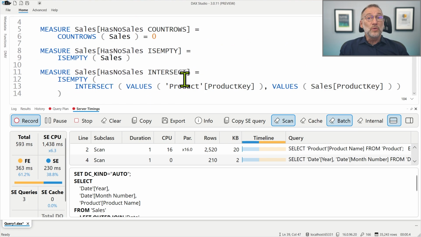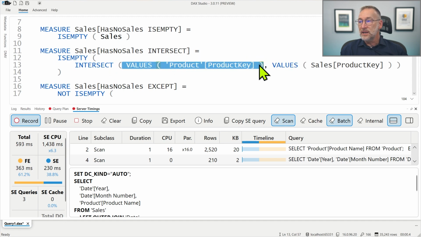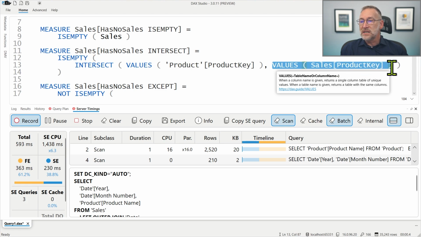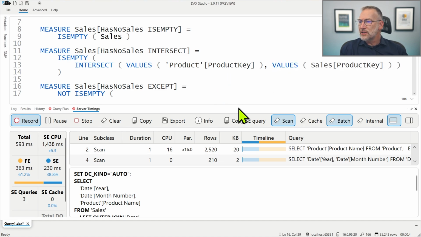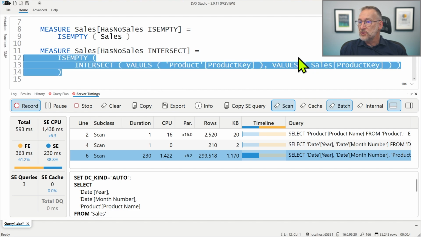The last three versions that we want to check, they are a bit more intricate in terms of algorithm, because we gather for has no sales intersect the values of product key. These values only need to scan the dimension, and product being a small dimension, I wouldn't expect this to take a lot of time. And values of sales product key requires to retrieve the distinct all the possible values of the product key gathered from the fact table. This might produce a level of materialization that is larger than the 300,000 rows that we see here. And then we check if the intersection between the two sets is empty or not.